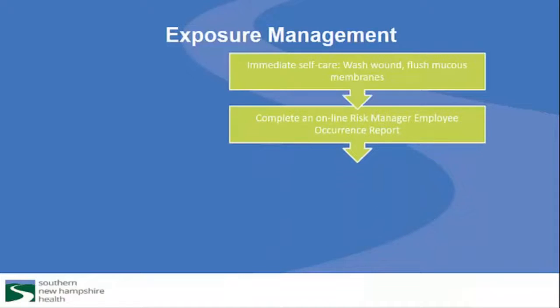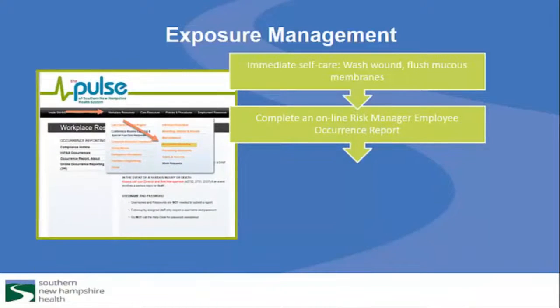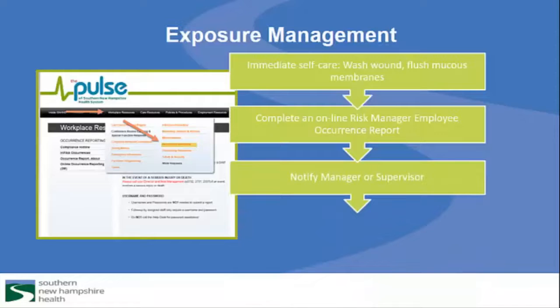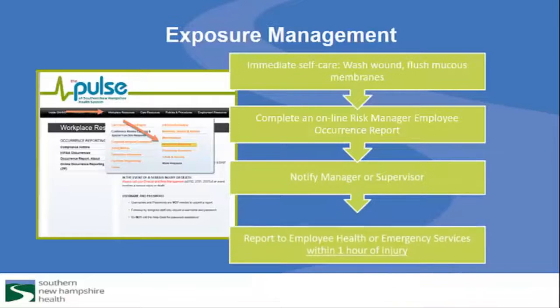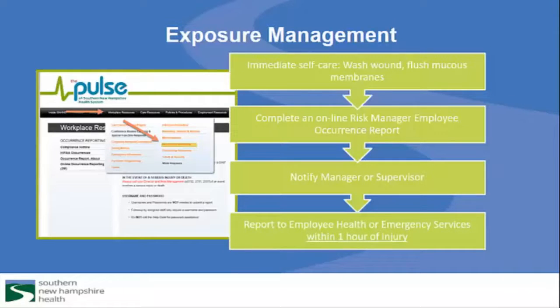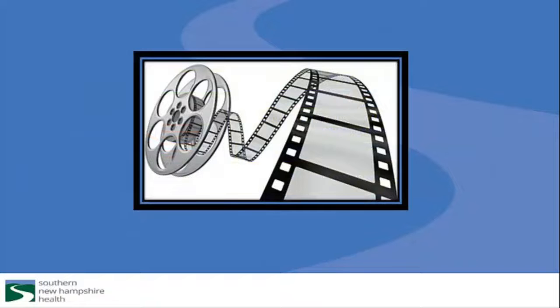Complete an online Risk Manager employee occurrence report. Notify your manager or supervisor. And report to employee health or emergency services within 1 hour of the injury. If it's during business hours, please report to employee health. If it's after hours or on the weekends, please report to the emergency department. Now we'll take a few minutes to review the best practice for donning and doffing PPE with PAPR.